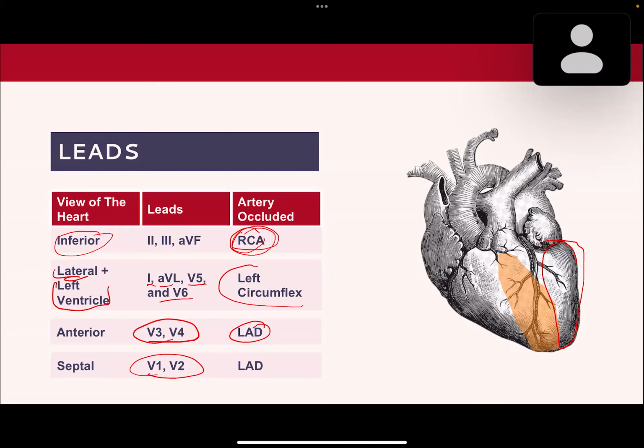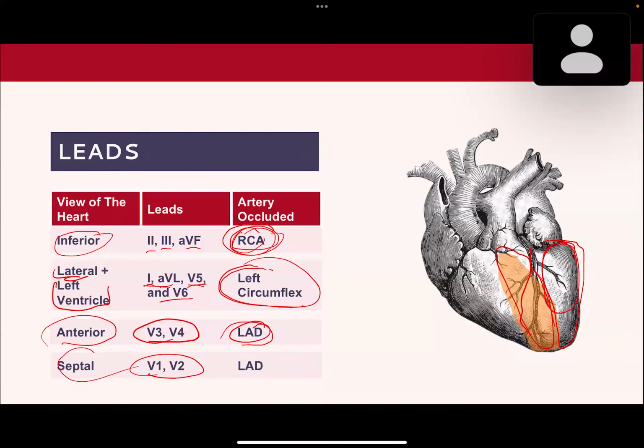And the same artery that supplies the anterior side of the heart, which is the left anterior descending artery, is going to give blood supply to this interventricular septum. Just to recap, inferior is leads 2, 3, and aVF, and that is supplied by the right coronary artery. The lateral side of the heart is leads 1, aVL, V5, and V6, and that is supplied by the left circumflex. And the anterior side of the heart is covered with leads V3 and V4, and that is supplied by the left anterior descending artery.